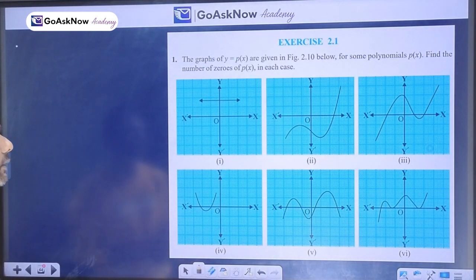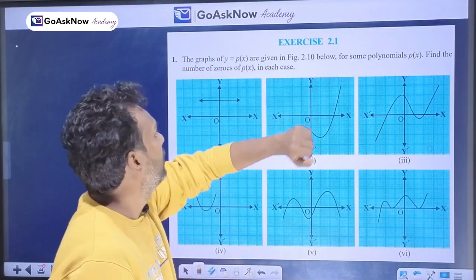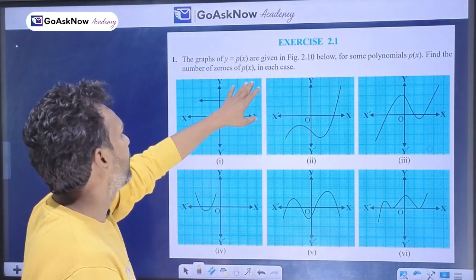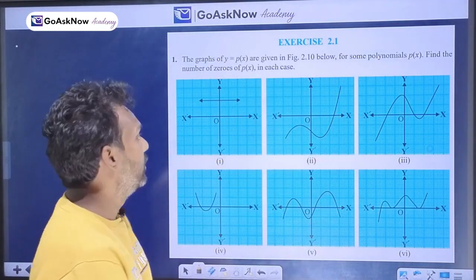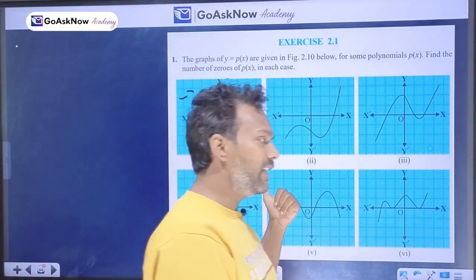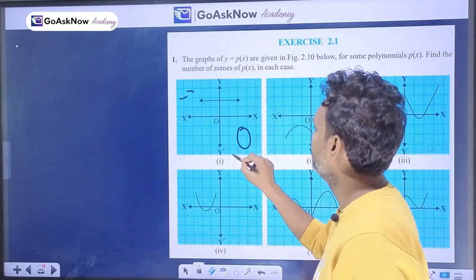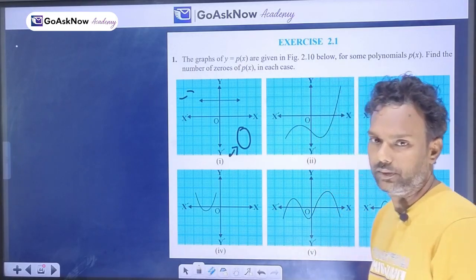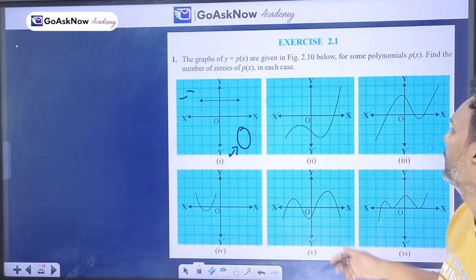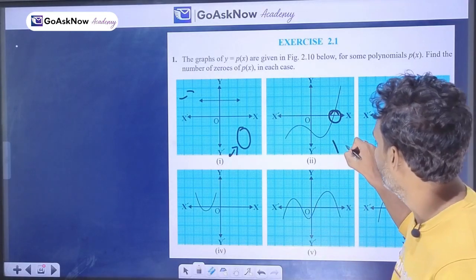Exercise 2.1. Graph of y is equal to p(x) are given in figure 2.10. For some polynomial p(x), find the number of zeros of p(x) in each case. So, how many zeros are in this figure? This line is not intersecting the x-axis, therefore, number of zeros is 0. No solution, no zero, no roots. At one place, in second question, at one place, therefore, one root.